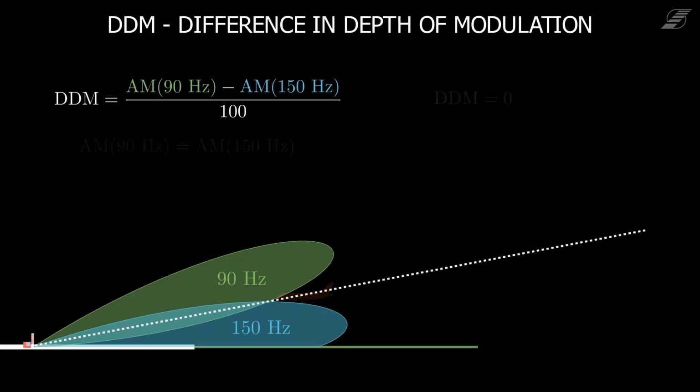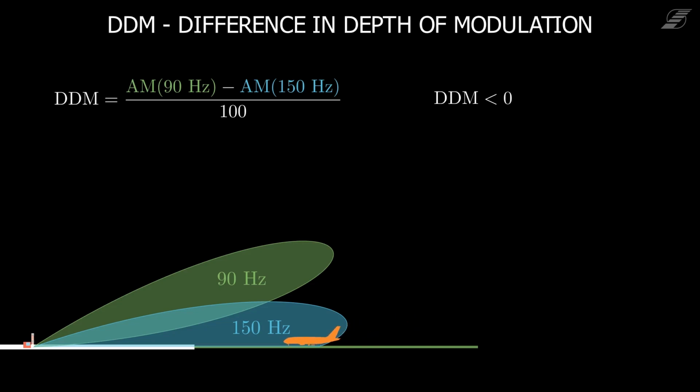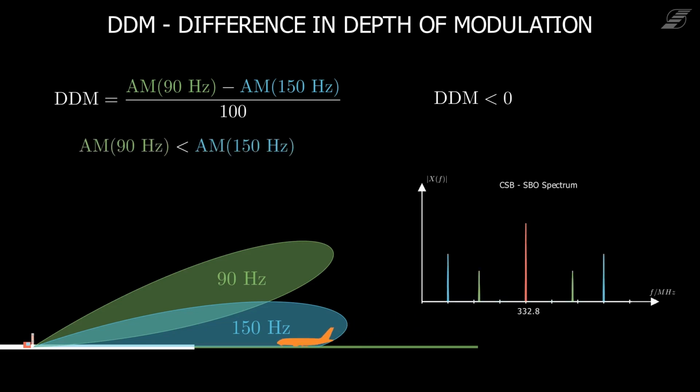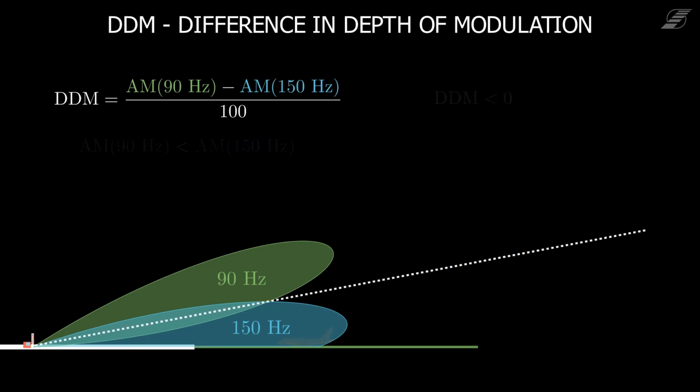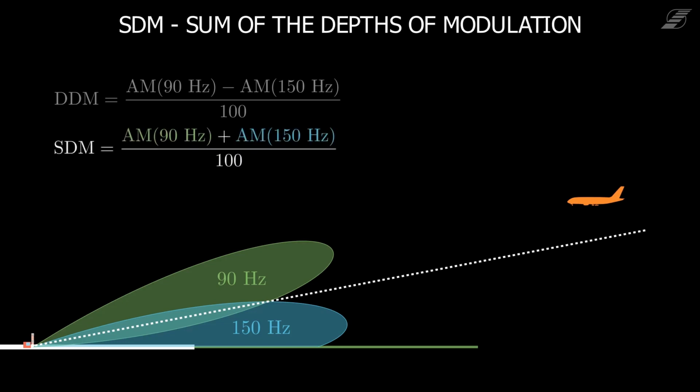When the aircraft is located below the optimal approaching angle, the 150 Hz signal is predominant. The spectrum on the right shows that the 150 Hz part of the signal is greater than the 90 Hz part. This results in the DDM being smaller than 0. The pilot now gets a fly-up signal that guides him back onto the optimal glide slope. For the glide path, the SDM is always at 80%.